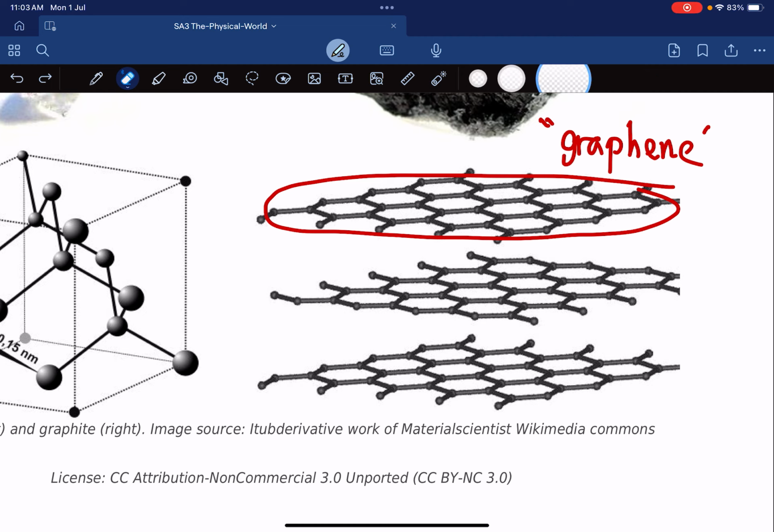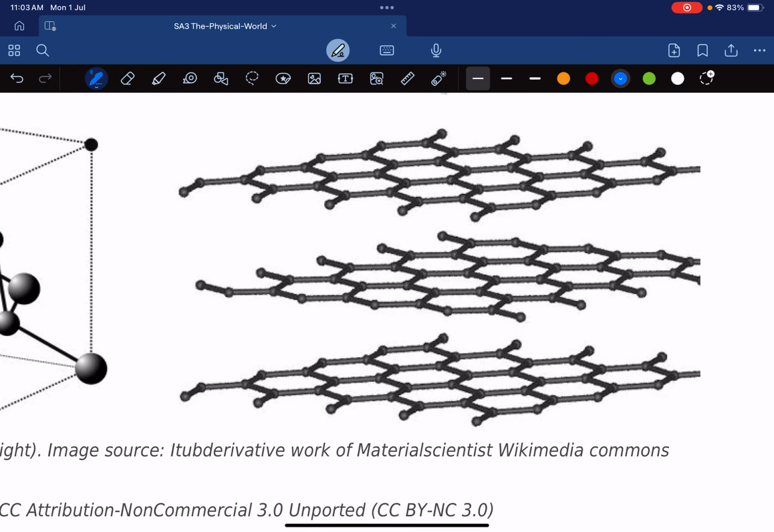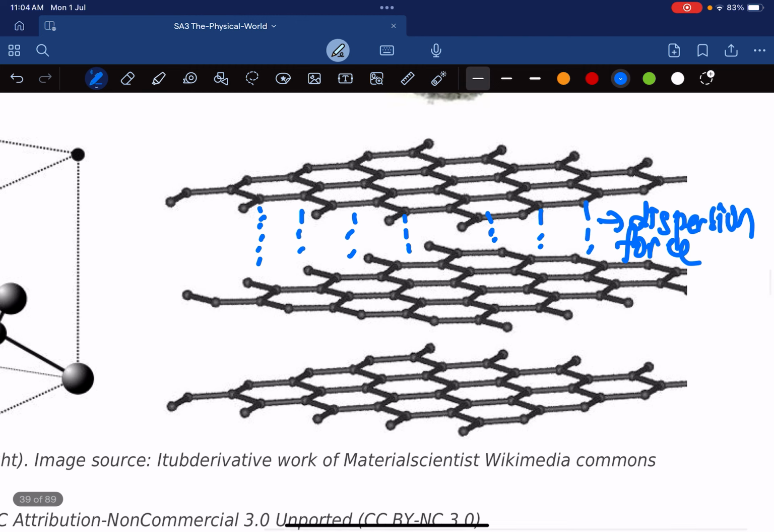Okay, what is holding them together? Let me erase this. Between these sheets, the attraction that exists between these sheets is called dispersion forces. Dispersion force. So when, let's say in a pencil lead, you have graphite, when you write on the surface of paper, each of these layers gets removed onto the piece of paper, and that appears to you as writing. So between the layers, there are dispersion forces.